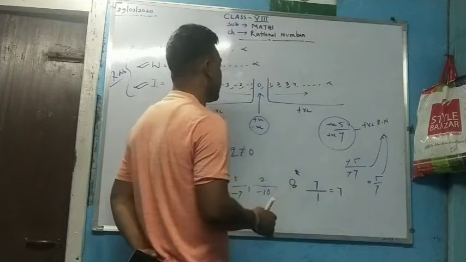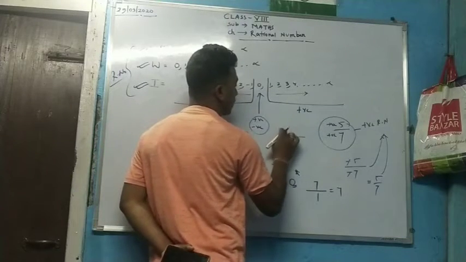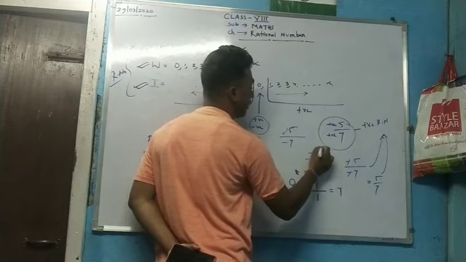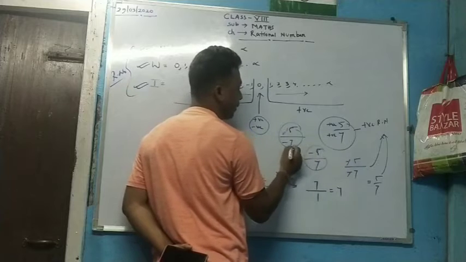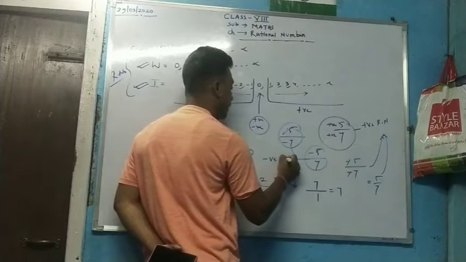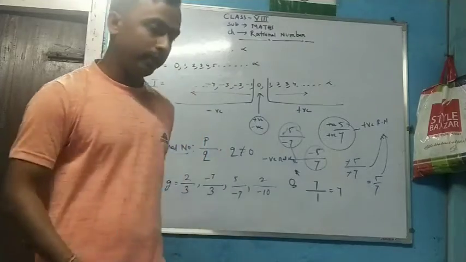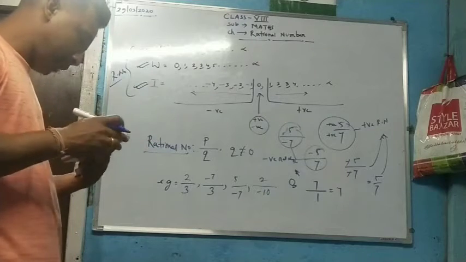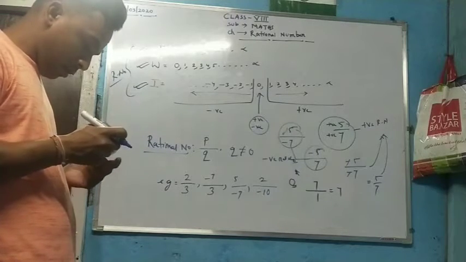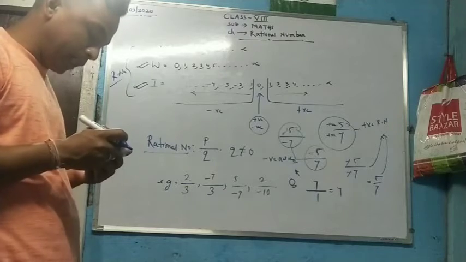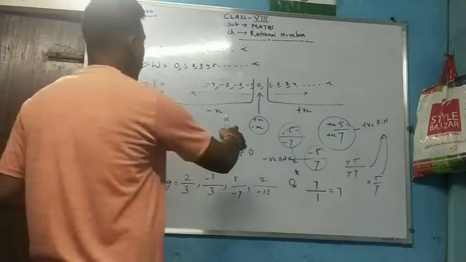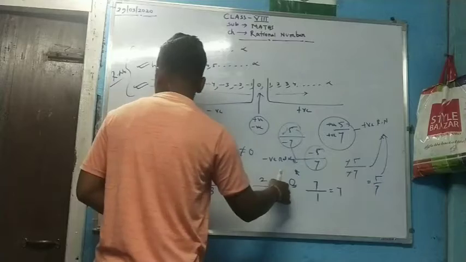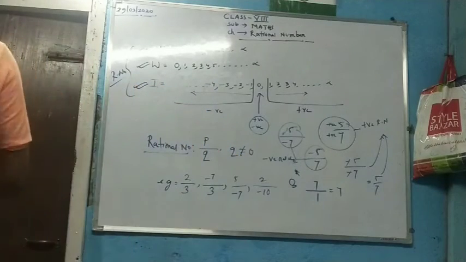But if the signs do not match, suppose one is positive and the other is negative, or one is negative and the other is positive, then this type of rational number is not a positive rational number. It will be known as a negative rational number. So keep that in mind. The next point I have already told you: the number 0 is neither a positive nor a negative rational number. As 0 is neither a positive integer nor a negative integer, similarly 0 is neither a positive rational number nor a negative rational number.